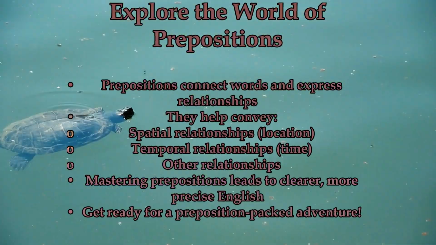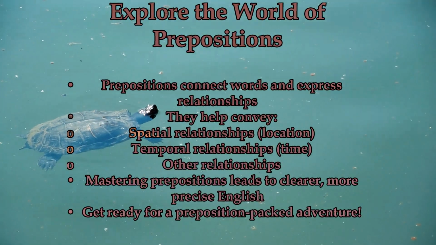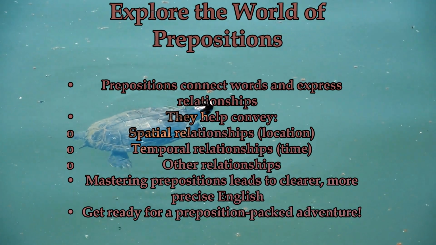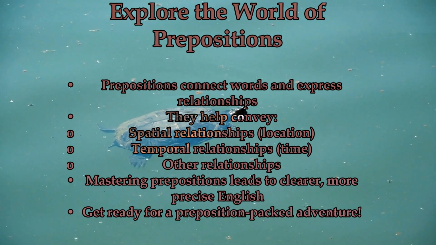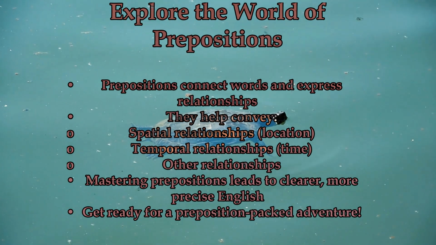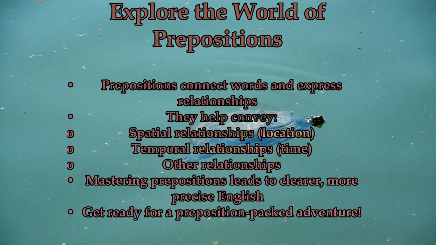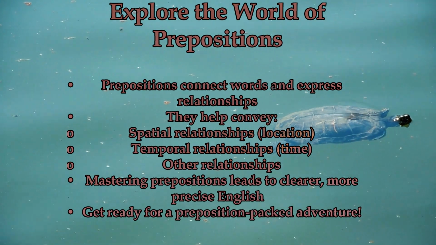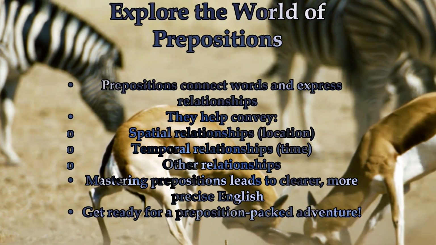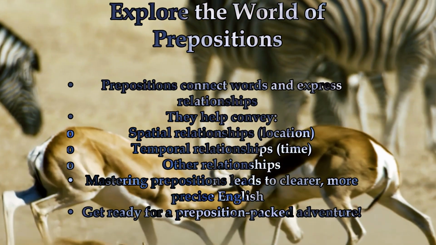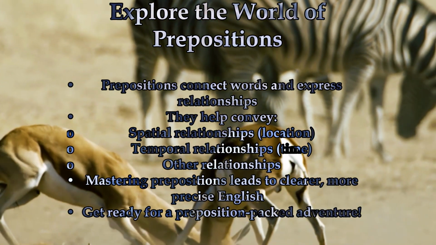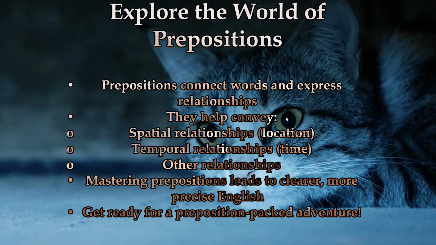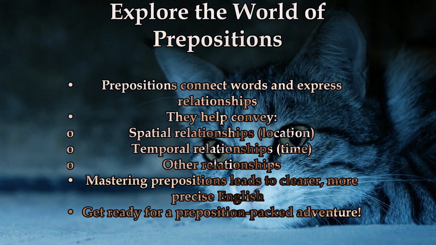In this comprehensive series, we'll explore the essential role these little words play in building stronger connections and expressing relationships in the English language. Imagine you're at a lively party and you want to share the location of the snacks with your friend. You might say something like, "The chips are on the table and the dip is in the bowl." With just two prepositions, on and in, you've painted a clear picture of where to find the tasty treats.